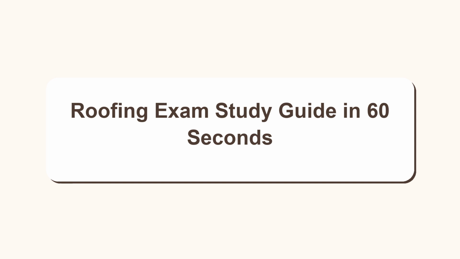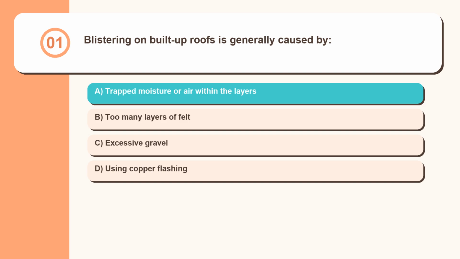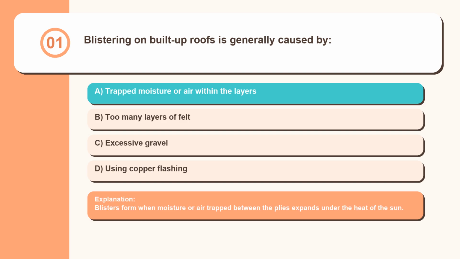Roofing Exam Study Guide in 60 seconds. Question 1. Blistering on built-up roofs is generally caused by trapped moisture or air within the layers, too many layers of felt, excessive gravel, using copper flashing. Blisters form when moisture or air trapped between the plies expands under the heat of the sun.